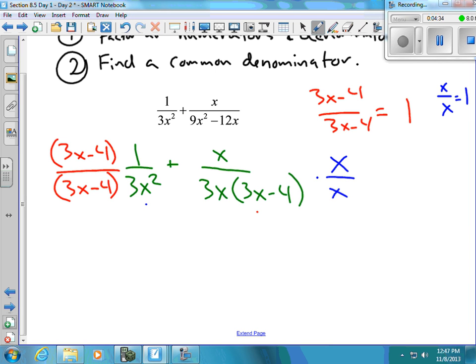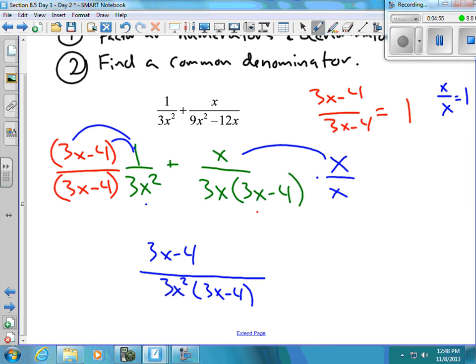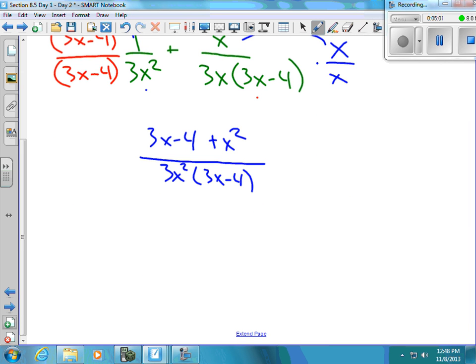So on the bottom, our new one and only denominator is going to be 3x squared times 3x minus 4. On the numerators, well, we distribute 1 times 4, negative 4, 1 times 3x, that's 3x minus 4. And we get x times x, that's x squared. So we end up with x squared plus 3x minus 4 over 3x squared times 3x minus 4.